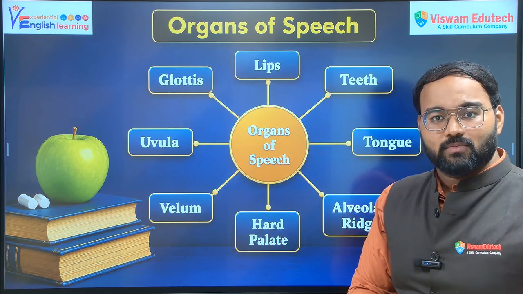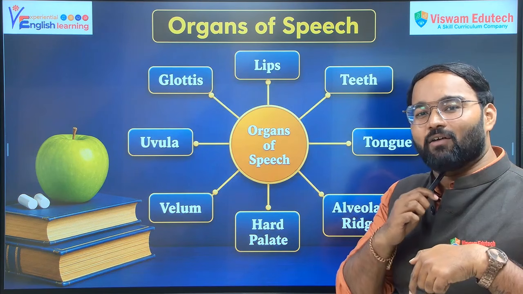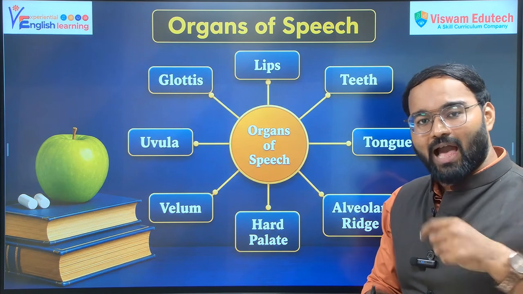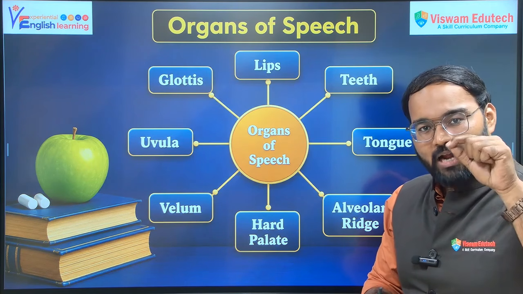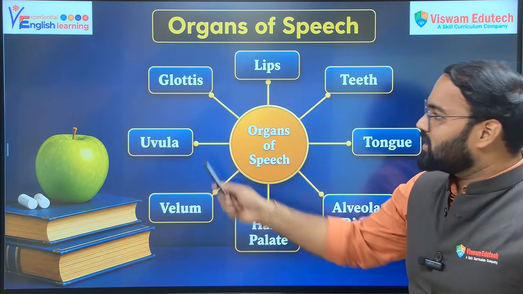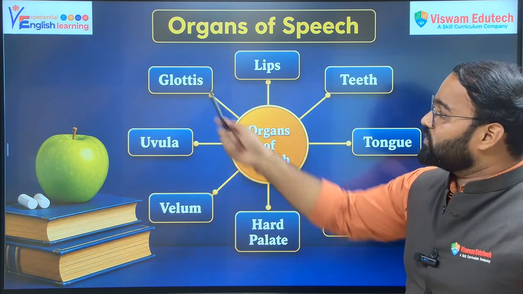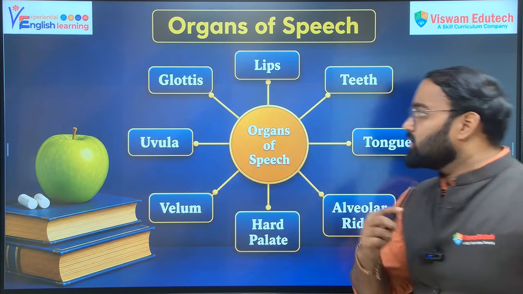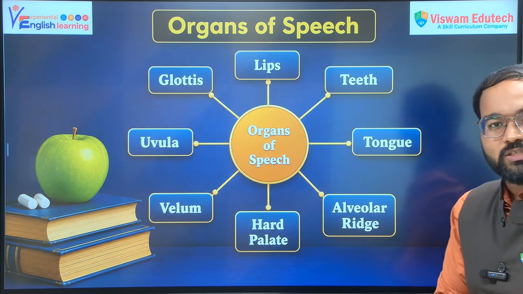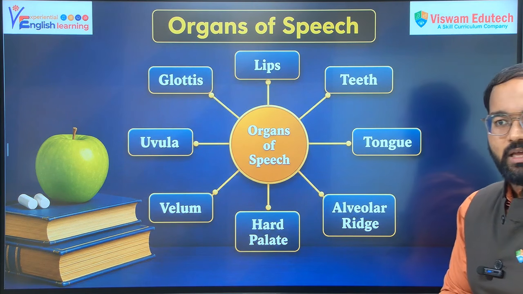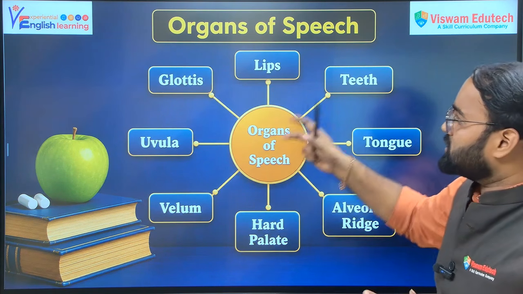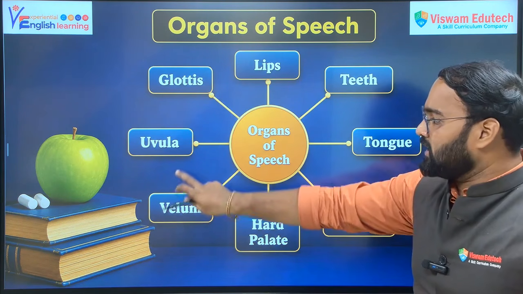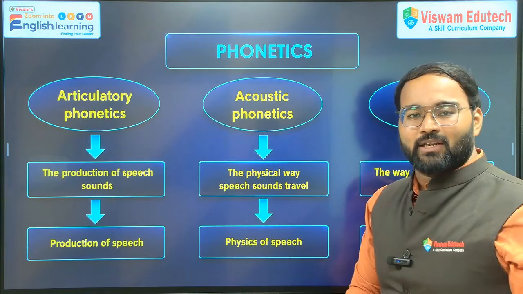What is uvula? There is a hanging tongue inside our mouth, right? Here, at the starting point of our throat, we have a hanging tongue, the small part which hangs. That's called the uvula. And we use the glottis. What is glottis? Throat. So all these are called organs of speech. And which organ is used in the production of speech? Everything is studied in articulatory phonetics.